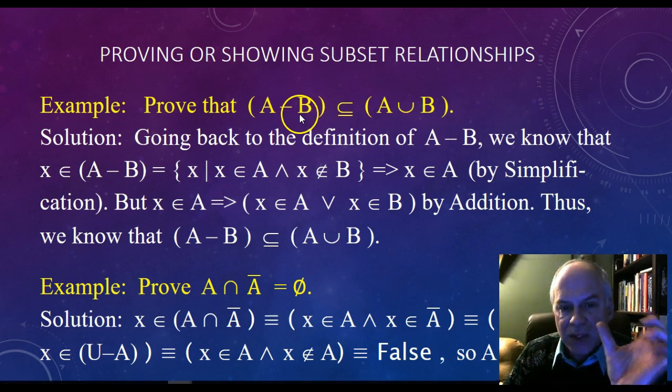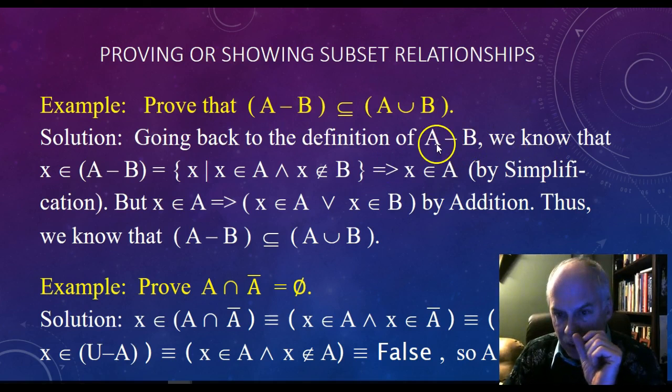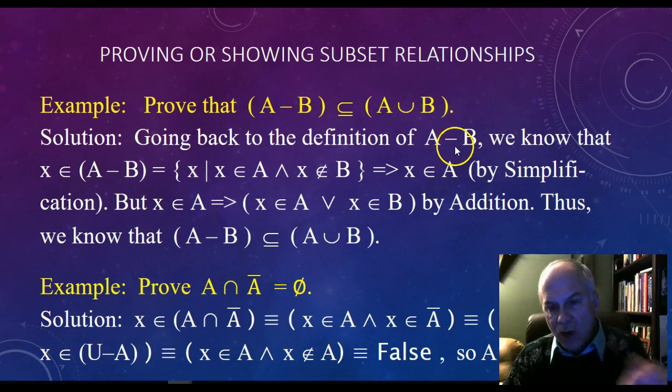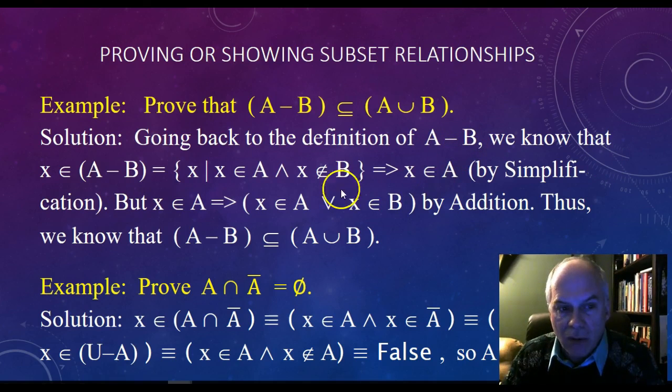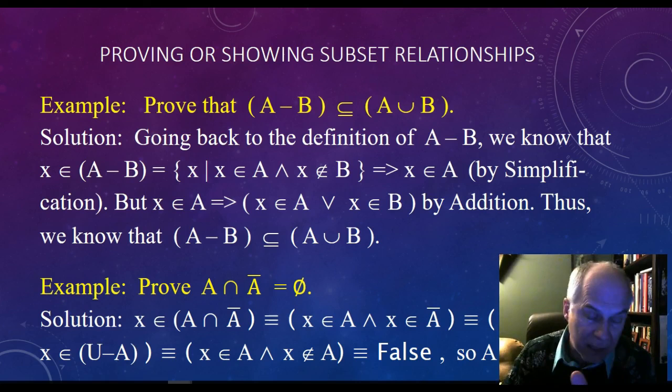So A minus B, what does that mean? Well, that means that A minus B is all the elements that are in A but that are not in B. So we know that x, an element of A minus B, is the same as the set of all x's such that x is an element of A and is not an element of B. So it's got to be both in A but not in B.